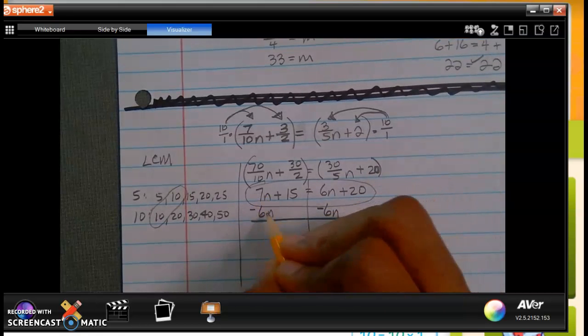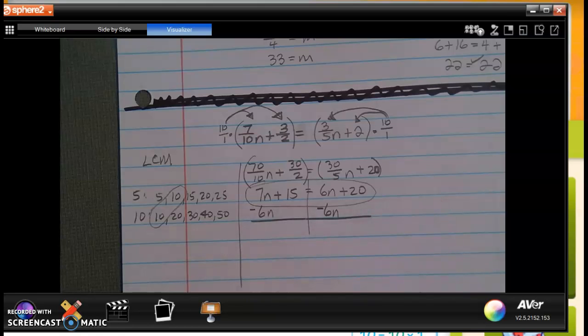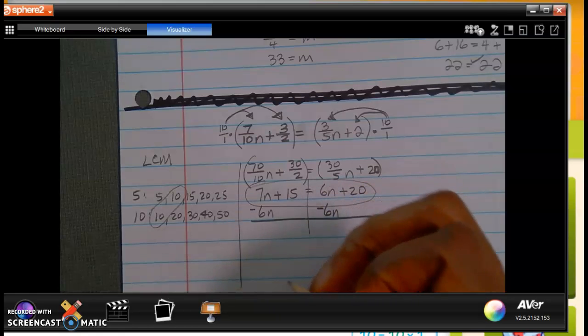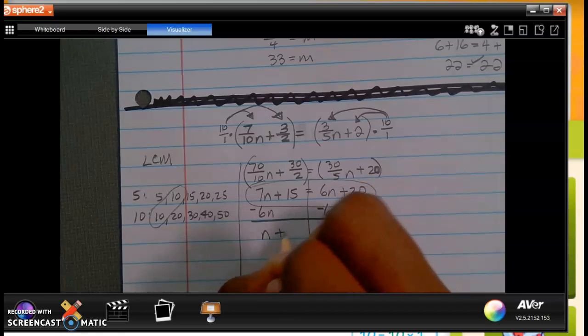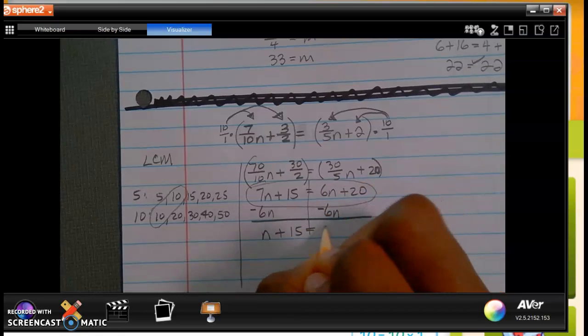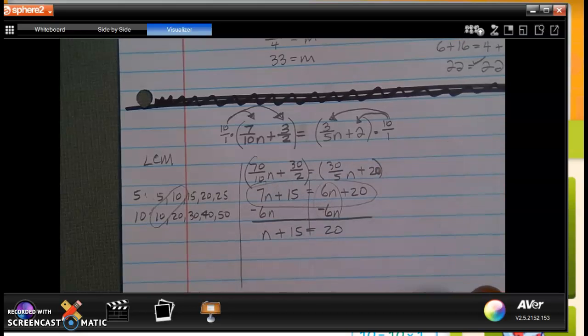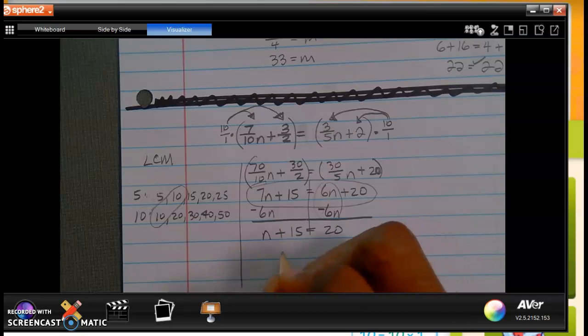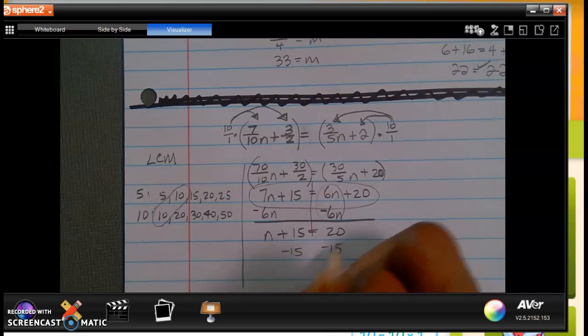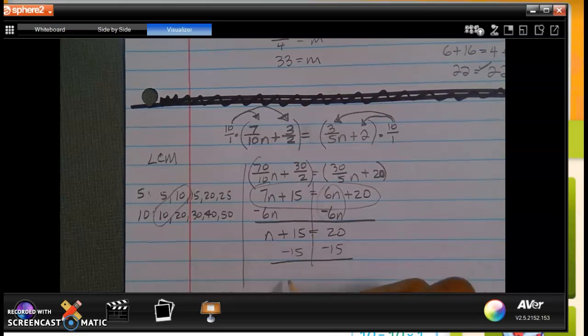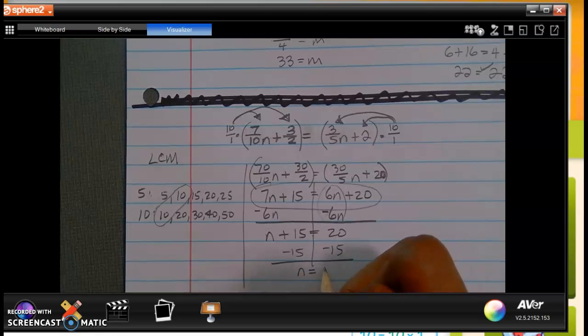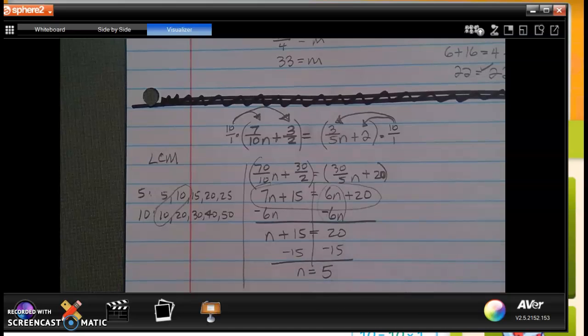So 7n minus 6n, what does that become? It's just 1n, or also known as n. We typically don't say 1n, but just n, okay? That becomes this. Remember, this created 0 variable pairs. So now I'm going to continue to make sure that n is by itself. I need to do one thing to this side and the same thing to the other. So this becomes n is equal to what? n is equal to 5.